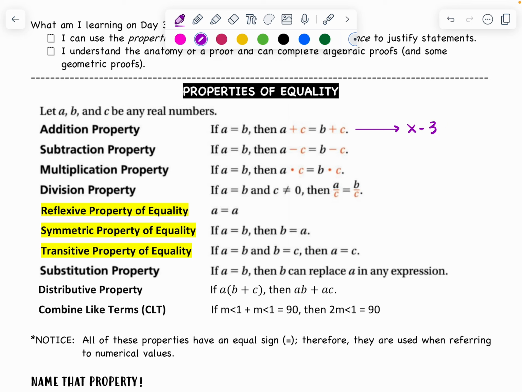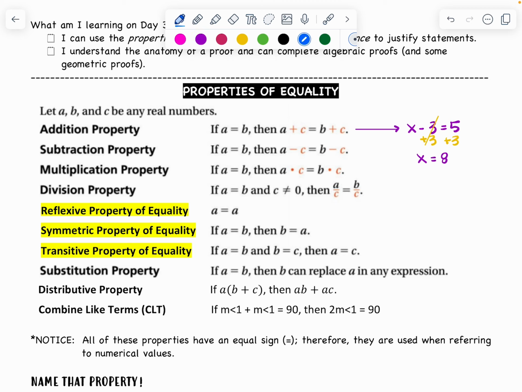So for example, if I look at the equation x minus 3 equals 5, we all know that when we solve that, we're going to add 3 to both sides in order to keep the equation balanced and to cancel out that 3, and we get the solution x equals 8. Well, to justify the solution of x equals 8, we would say we used the addition property, because we added 3 to both sides and kept it balanced, and that's how we got the solution. Okay, so that's the addition property. Of course, the subtraction property is the same. If I have to subtract a 3 from both sides to solve for x, that is the subtraction property.